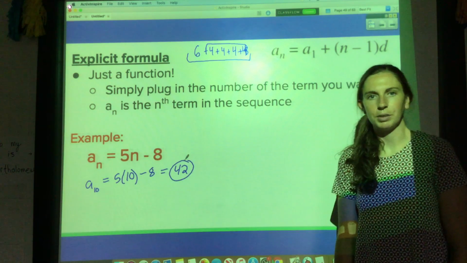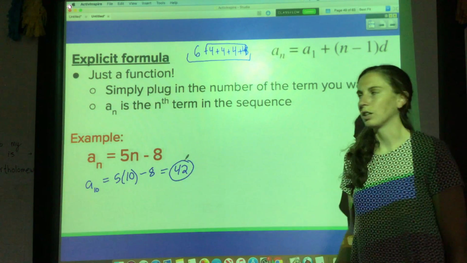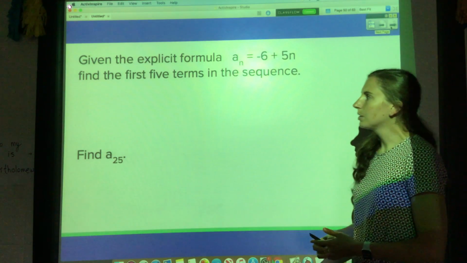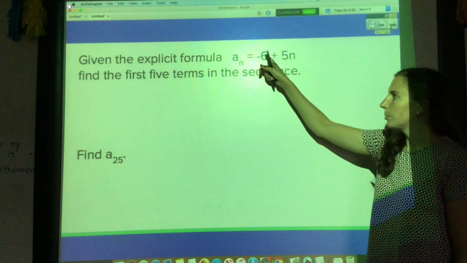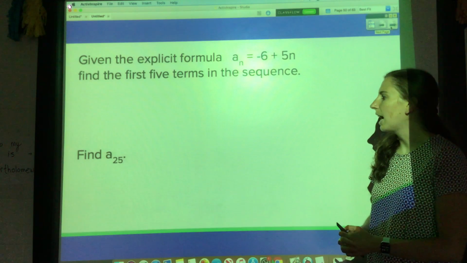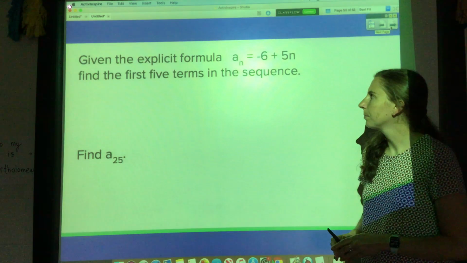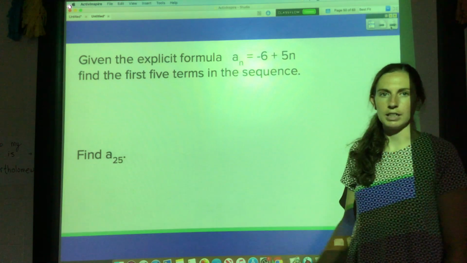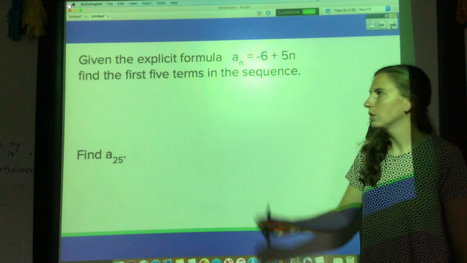See how explicit formulas are a lot nicer because they're not built on the term before it. So let's go through some examples. Given this explicit formula, find the first 5 terms in the sequence. So to find the first term, just plug in 1. To find the second term, plug in 2, and so on.